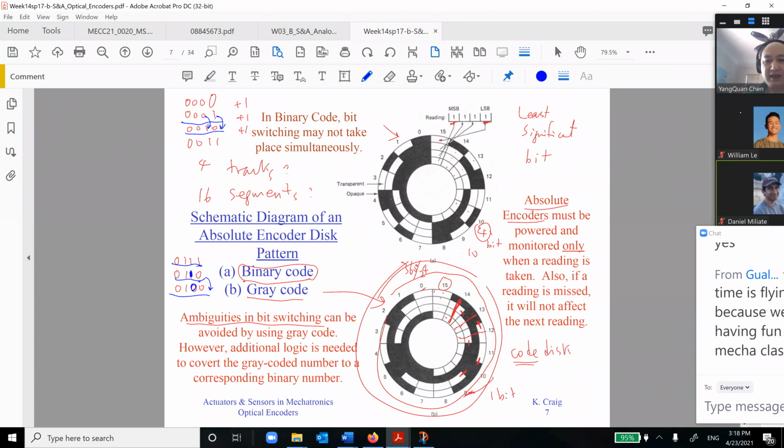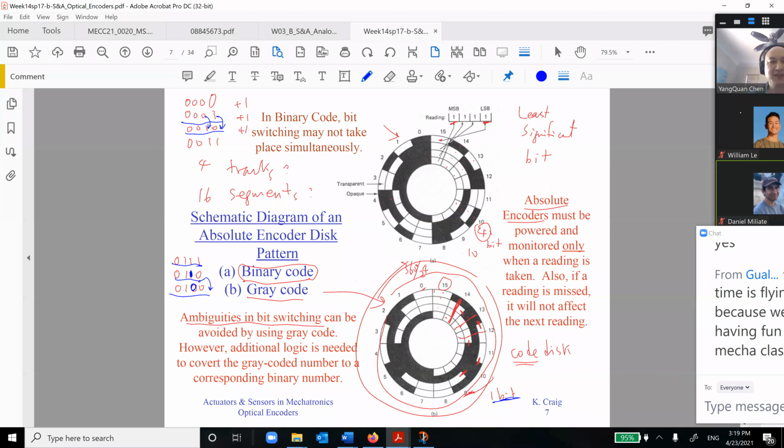So why do we do that? This is because with the gray coded disk there is only one bit change, so the whole reliability is much higher. The chance you get an error is much lower than with the binary code. Get sense? All right.